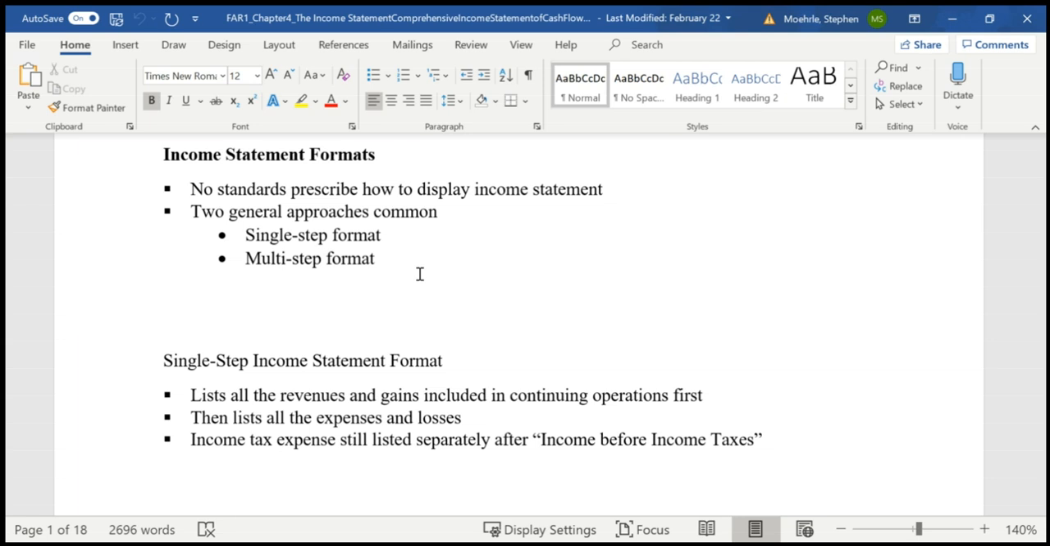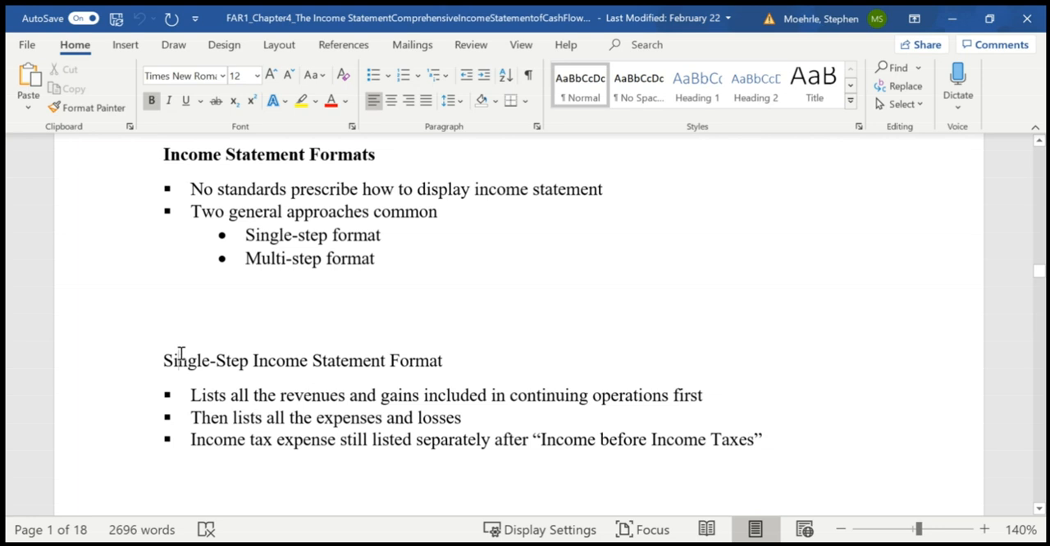In the single-step income statement format, we will list all the revenues and gains included in continuing operations first. We will then list all the expenses and losses. That will get us to income before income taxes, and then the income tax expense is still listed separately because it is a function of the net income.